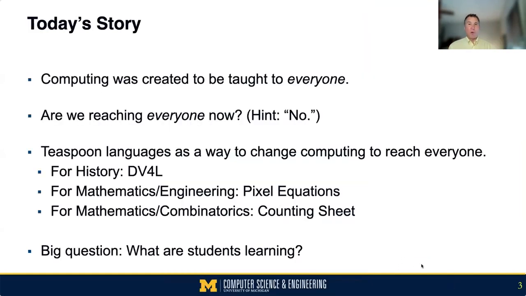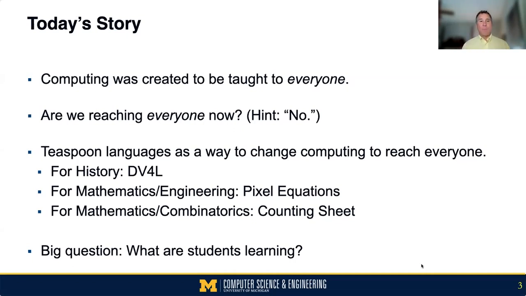So here's the story that I want to talk to you about today. I'm going to first make a brief historical argument that computing was actually created in order to be taught to everyone. That was the explicit goal of the people who invented the field. Are we reaching everyone now? Hint, the answer is no, but I'm going to give you a little bit of data to back that up.